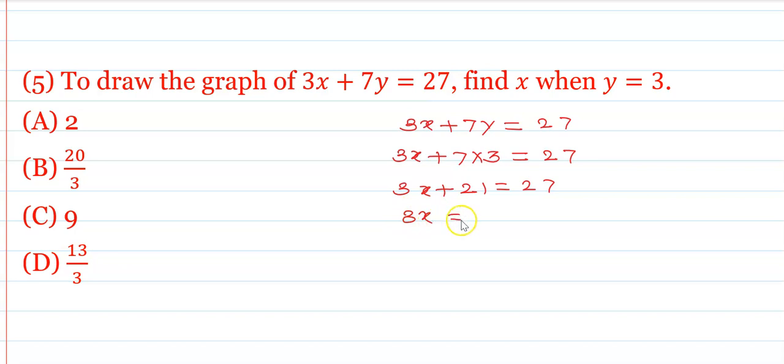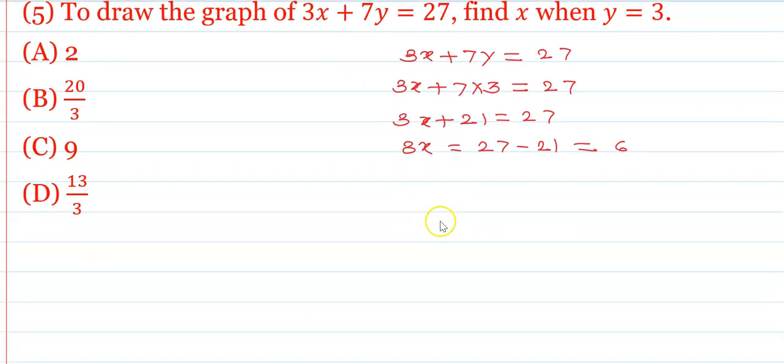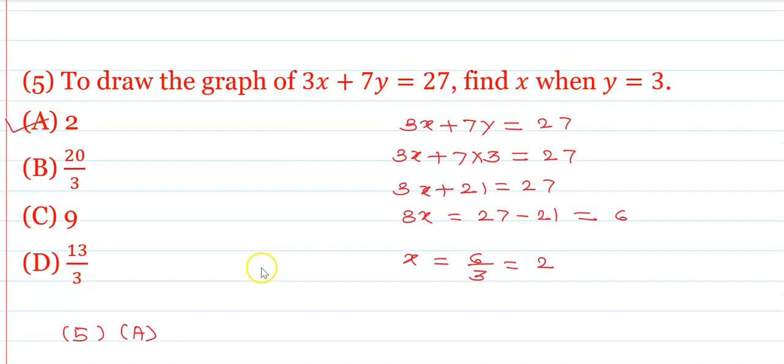Therefore 3x is equal to 27 minus 21, and that is equal to 6. Therefore x is equal to 6 upon 3. Then you will get x is equal to 2. Okay. Therefore option A is the correct one. Therefore you can write the answer is A in this way. Okay. या प्रकारे तुम्हाला ते लिहिता येईल.